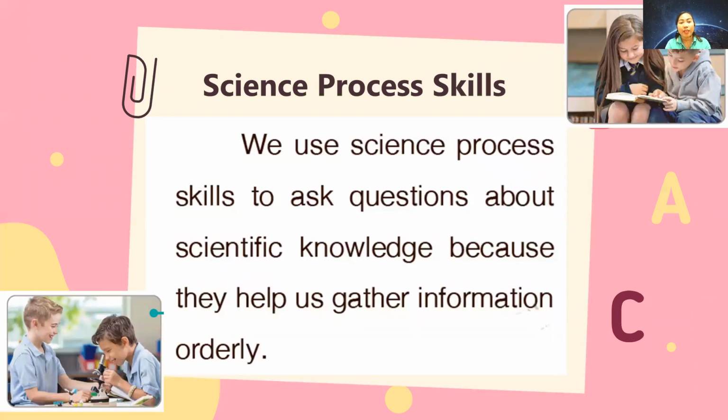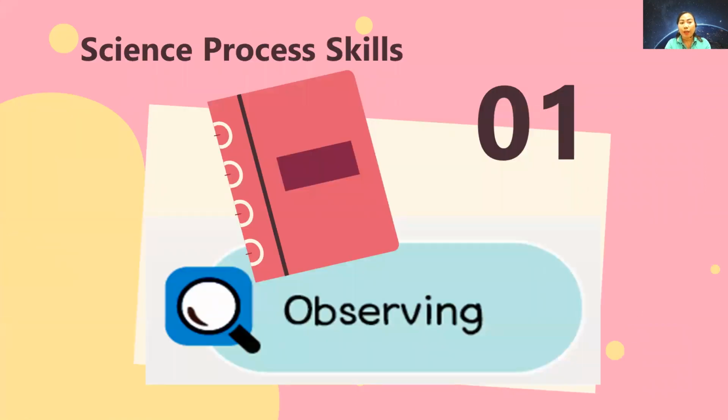We use science process skills to ask questions about scientific knowledge because they help us gather information. Like these kids here, they are searching for something that they want to learn, so they have to search for information from books. And these students need to gather information or ask questions about something, so they are doing some experiments. For our science process skills, there are a lot of skills that we need to use.